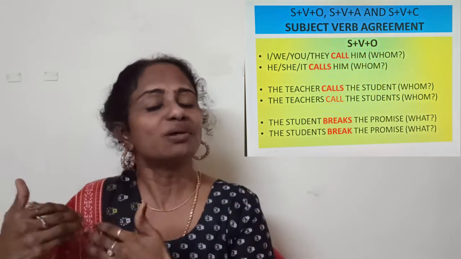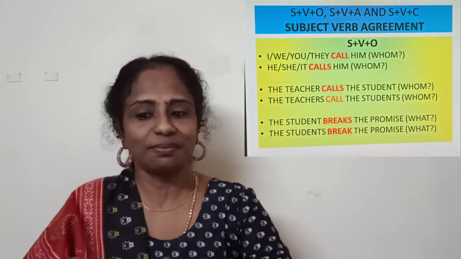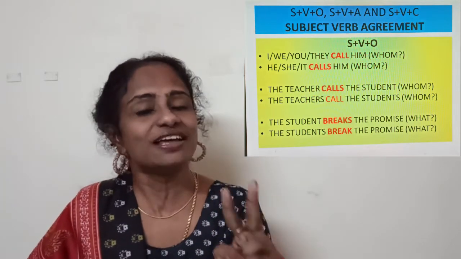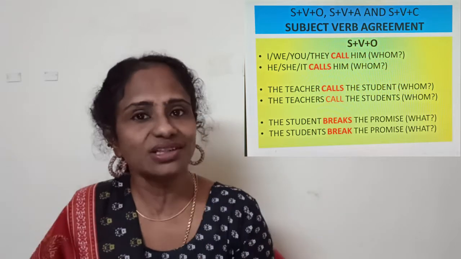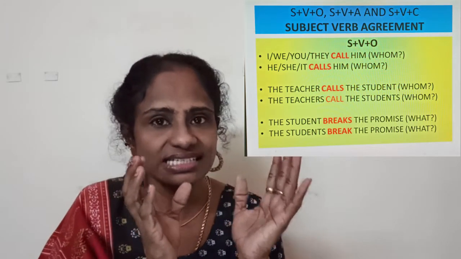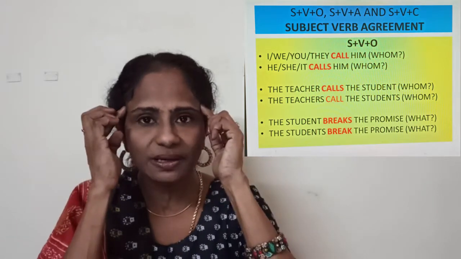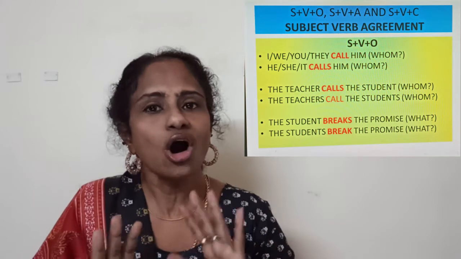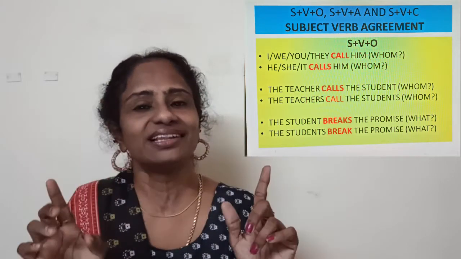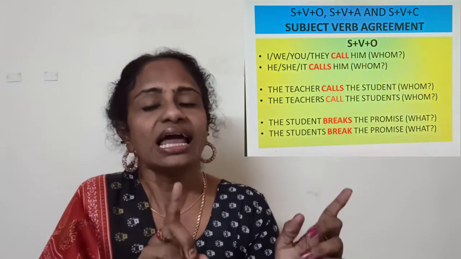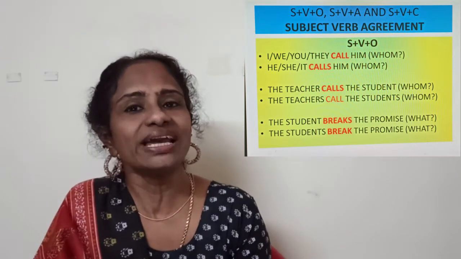Before I move on to S plus V plus A, I believe you have understood two things in this slide. One is S plus V plus O, and the other one is subject verb agreement. Whenever you write a subject, keep in mind: is my noun or pronoun singular or plural? That should always be very clear in my mind. If my noun is singular, the verb should also be singular.